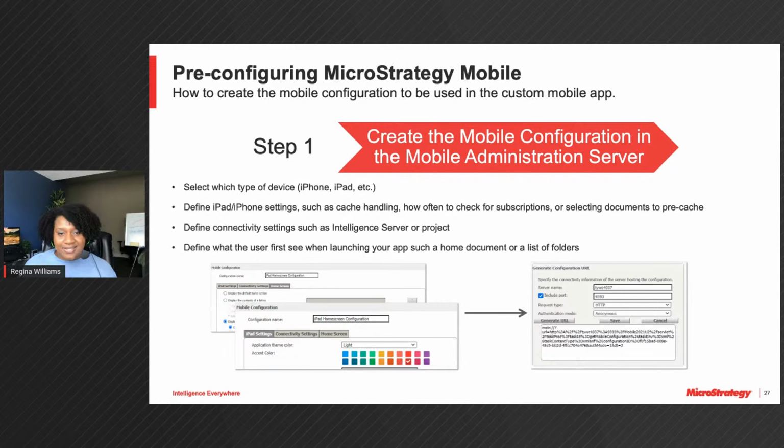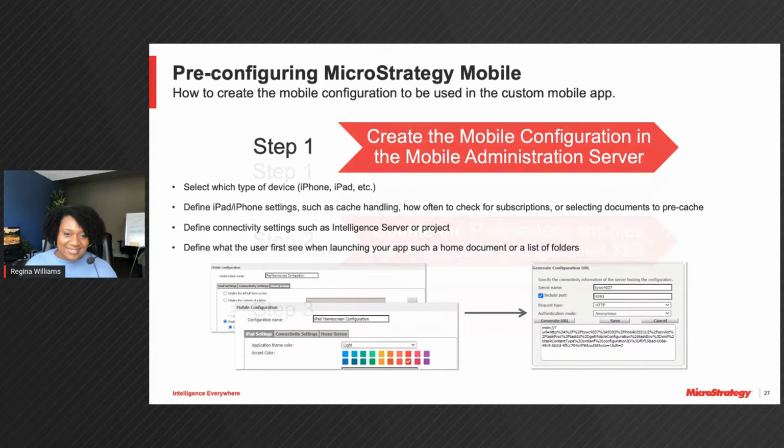And you can set different things there, like selecting which documents you want to pre-cache, other cache handling strategies, whether to keep it when you exit out of the app or maintain that cache between launches, between uses, schedule how often to check for subscriptions, define your connectivity with the iServer, and also determine what the user is going to see when they launch your app. In this case, for example, setting the home screen document.